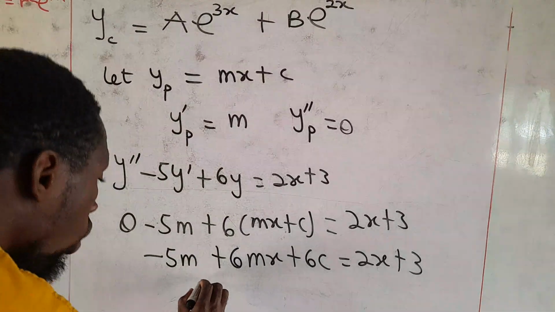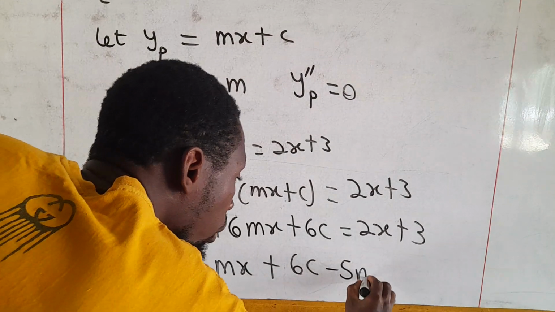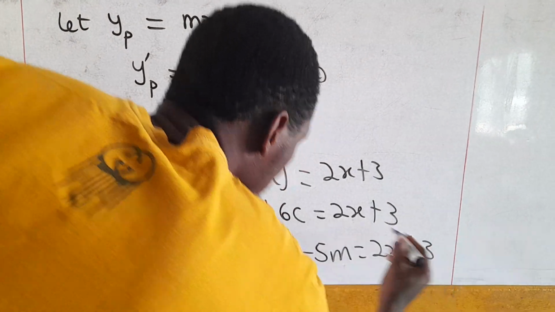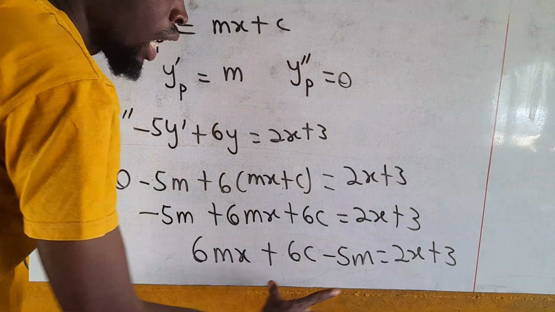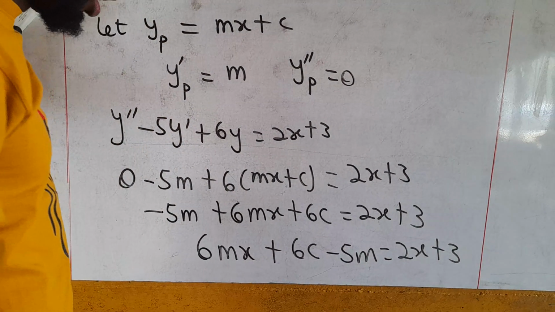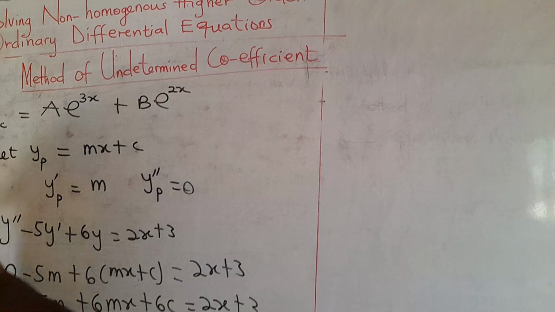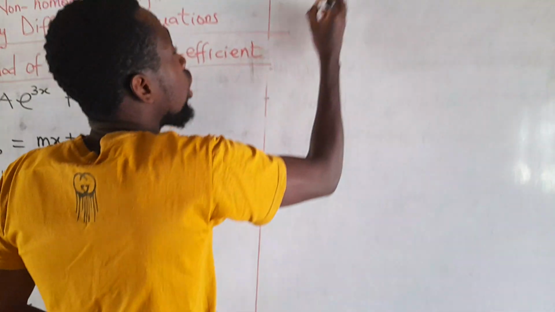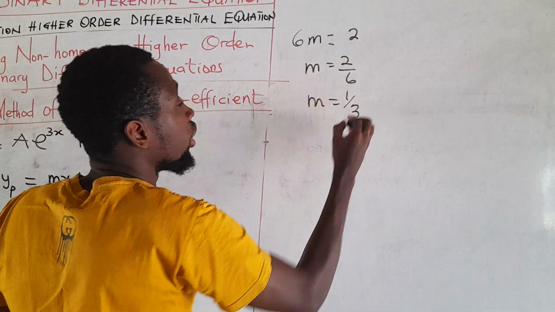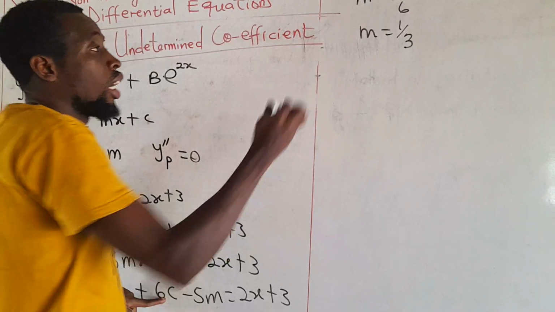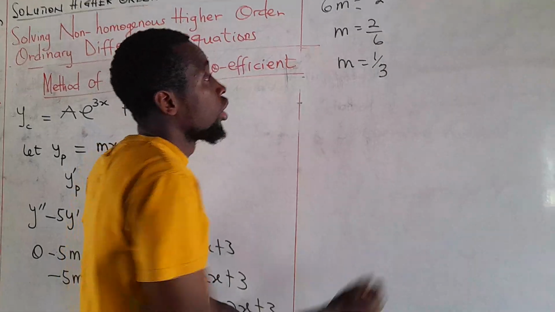So now we'll group them very well. We have 6mx plus 6c minus 5m equal to 2x plus 3. This means that the coefficient of the x here will be equal to the coefficient of the x here, and anything constant will be equal to the constant. This implies that our 6m, which is the coefficient of x here, will be equal to 2. So m will be 2 over 6, and m will be equal to 1/3. Then also, our 6c minus 5m will be equal to 3.